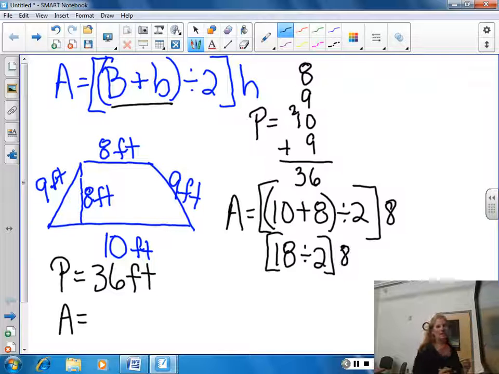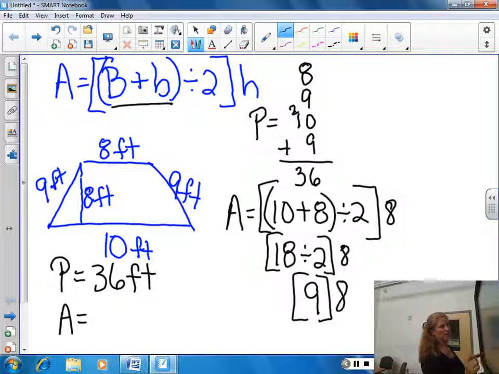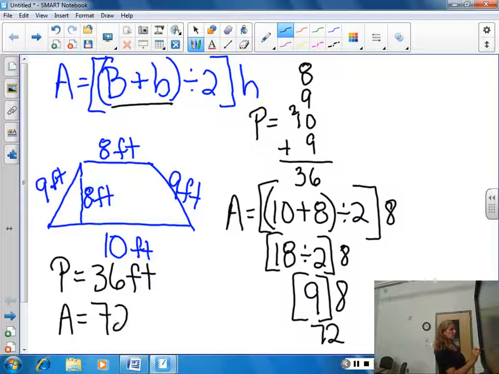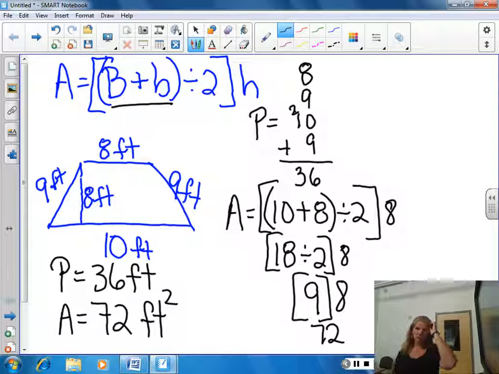And then 18 divided by 2. We just did something like that. So 18 divided by 2 is 9. And 9 times 8 is 72. So we have 72 for our area, except that it's not just 72, it's 72 with units attached, which would be, hopefully you're saying by now, feet to the second power. Whatever our unit is, it's to the second power.